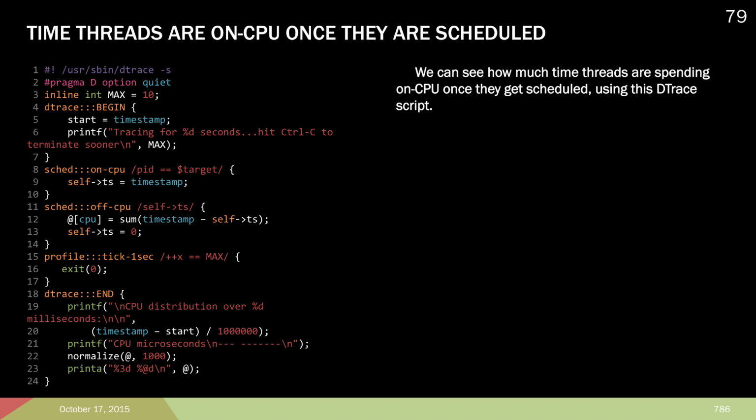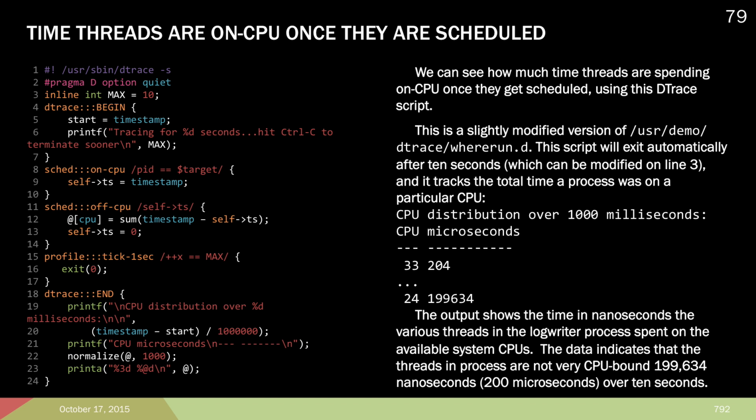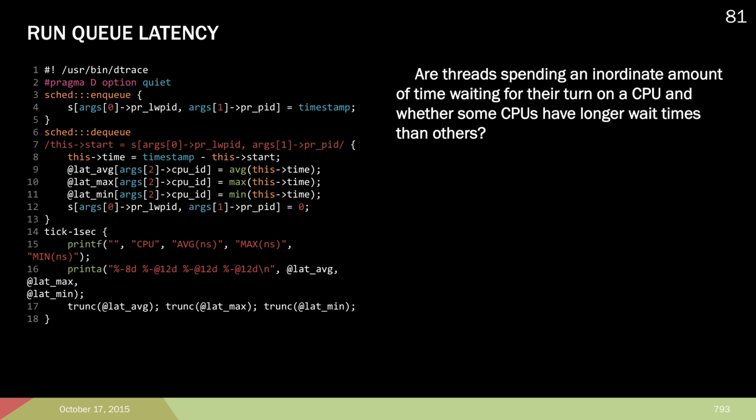How much time is spent on CPU? We save a timestamp to a thread local variable when we get on CPU, and when we get off CPU, we calculate the difference. Thread local variables need to be freed. This script exits after 10 seconds. 200 microseconds over a 10-second period isn't that much. These threads aren't that CPU bound. Our threads are waiting for their turn on CPU.